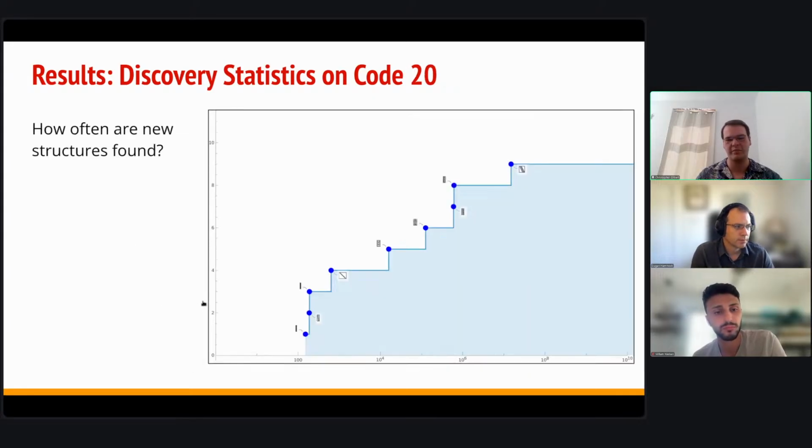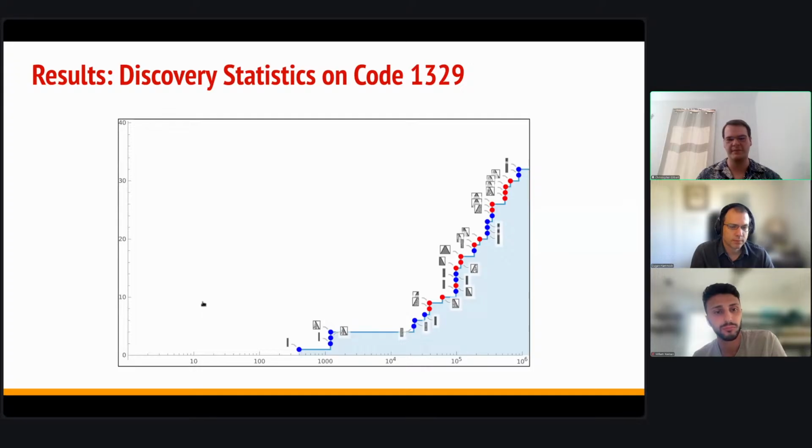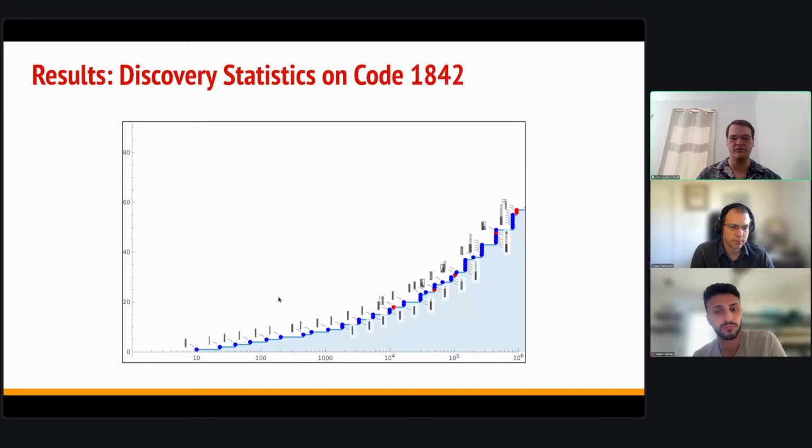So you have sublogarithmic here and logarithmic growth here. And there are even some rules which show superlogarithmic growth. So this is code 1842, and we see a different trend. As you increase the number of values, it increases the rate at which structures are found. So not only do rules widely vary in the absolute number of unique structures, but even in this asymptotic behavior.